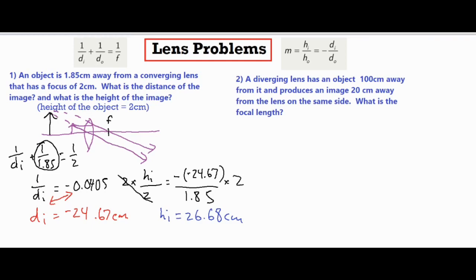So let me go to number 2. For our second problem, we have a diverging lens that has an object 100 centimeters away from it and produces an image 20 centimeters away from the lens on the same side. What is the focal length? So I'm going to go ahead and sketch that ray diagram first before we get started.